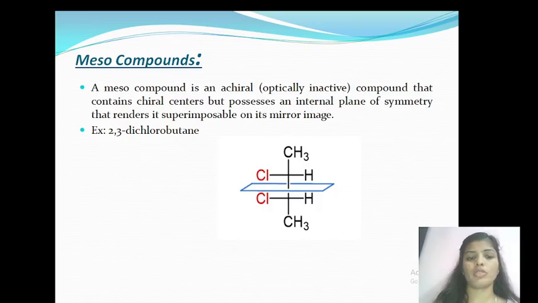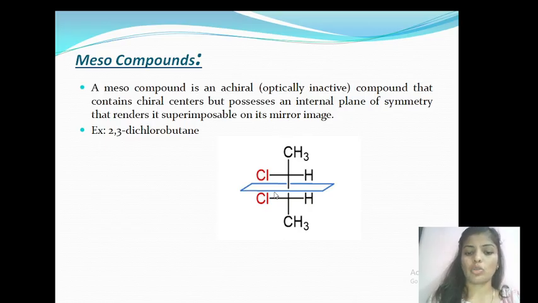Okay, next coming to meso compounds. What are meso compounds? A meso compound is an achiral or optically inactive compound that contains chiral centers. Even though they contain chiral centers, they possess an internal plane of symmetry that renders it superimposable on its mirror image.